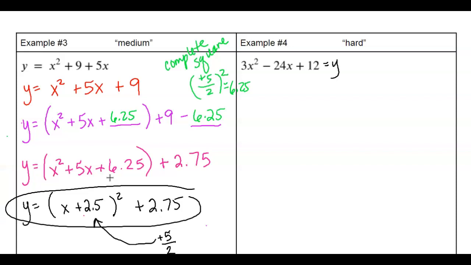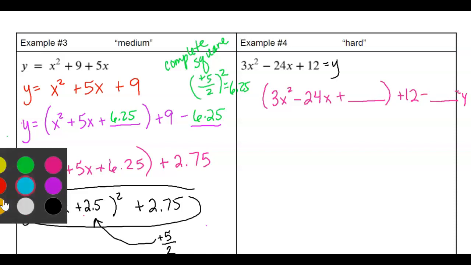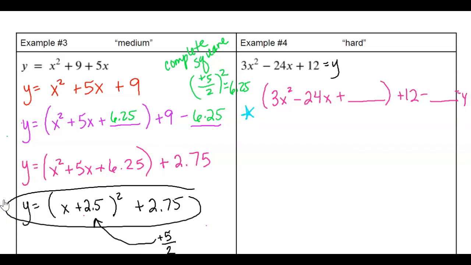So I get 3x squared minus 24x plus 12 minus equals y. Now, this is where the twist comes in. So I'm going to put a big star here. What happens is, you haven't noticed it before, but this number in front has always been a 1, okay? And so when it's not a 1, that makes completing the square the hardest variety.